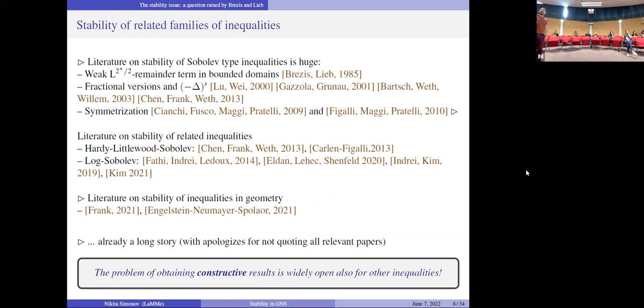Now here we have just some of the literature about stability of a family of inequalities. Of course, now it is a huge business, let's say. There are different versions of the Sobolev inequality: a fractional version of the Sobolev inequality, Hardy-Sobolev, Hardy-Littlewood-Sobolev, log Sobolev, Sobolev inequality on manifolds. So this is beginning to be a very huge field.